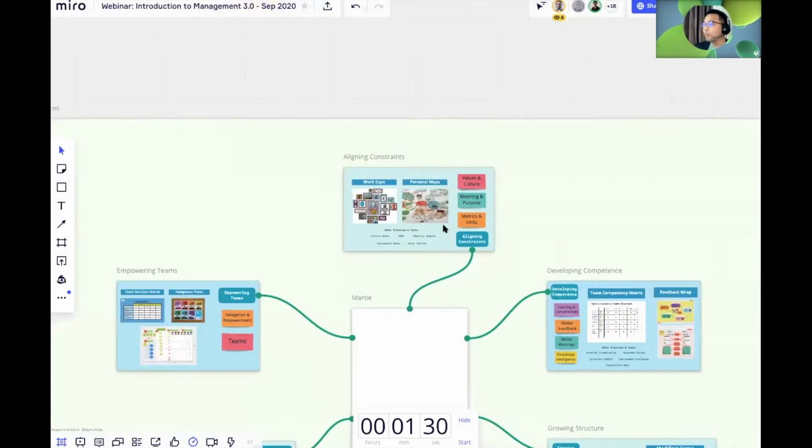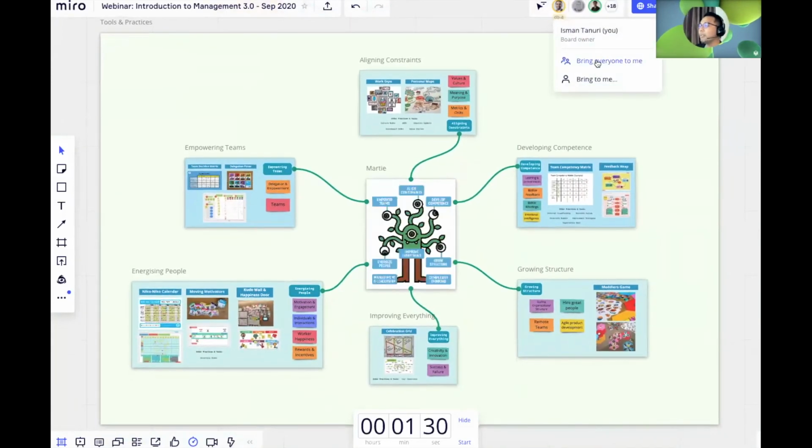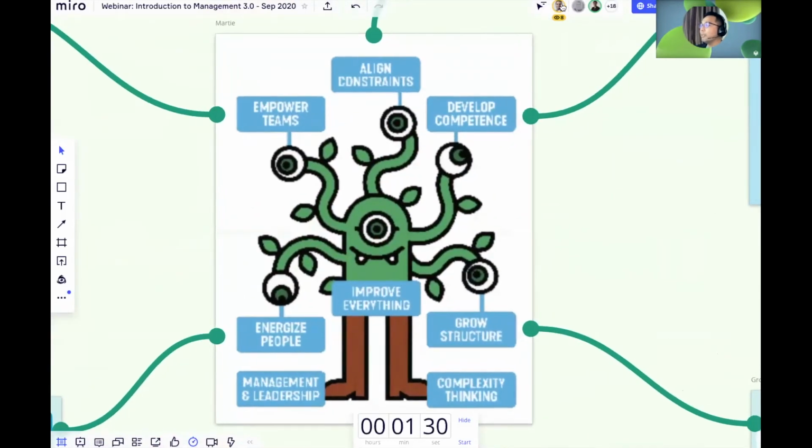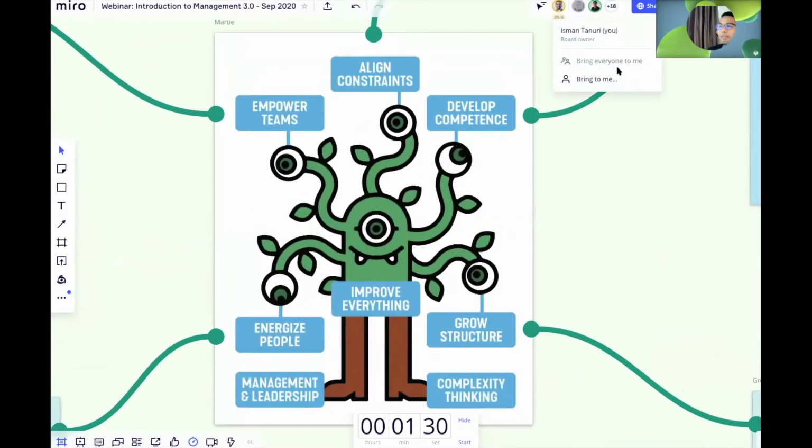So I'm going to move to my screen. I'm going to just bring you to my screen on Miro. So I've created kind of a space here, and we are going to get to know Marty. So this is Marty. In Management 3.0, there are the principles and then there are the views. These are the work of Management 3.0, that is, why do we do this and what are our areas of concern? That includes how do we align constraints? How do we develop the competence of the teams or the organization? How do we empower teams?